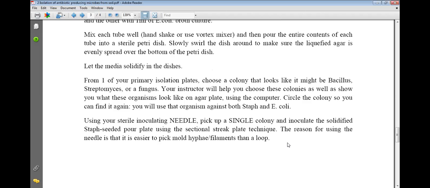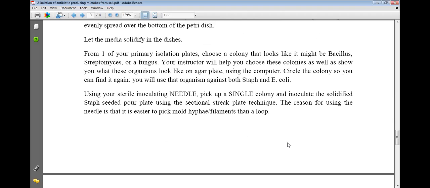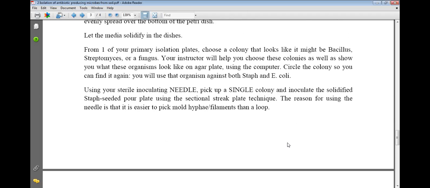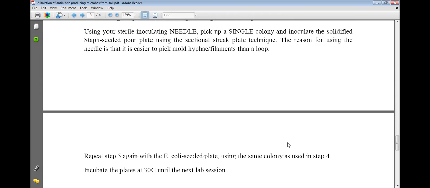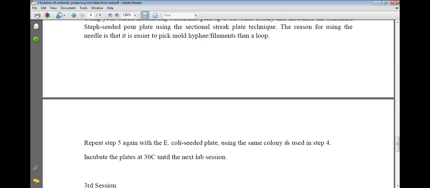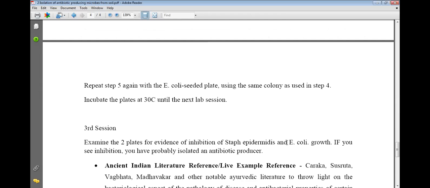Then, from the primary isolation, choose a colony that looks like it might be Bacillus, Streptomyces, or a fungus. Using a sterile inoculating needle, pick up a single colony and spread it using the streak plate technique, and repeat this process up to 5 times.